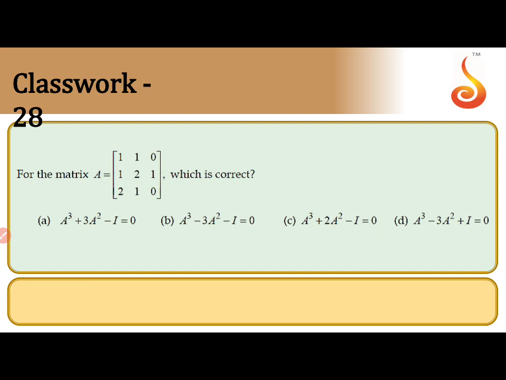For a matrix A, which of the following is correct? Look at the question. Everywhere A cube is there. That means how to multiply what? A cube means first find A square, then find A cube and solve it. It's a very long process. This one I will give one short form.